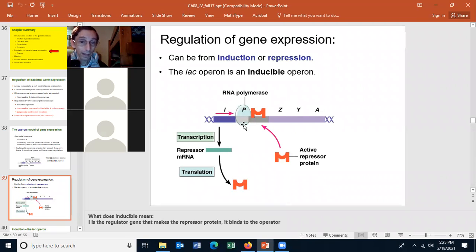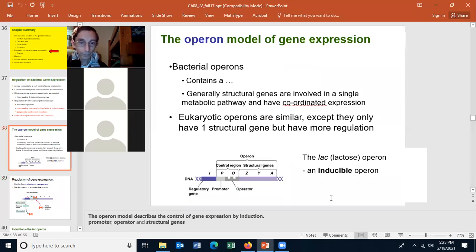The regulatory gene in the lac operon is transcribed, and it makes a repressor protein by translation of the messenger RNA. And that repressor protein will bind to the operon at the site of the operator. So let me back up. The operator is the second controlling region in the operon. Okay? And the regulatory gene makes a repressor protein that binds to the operator.